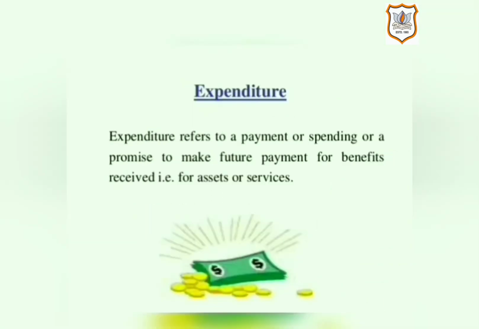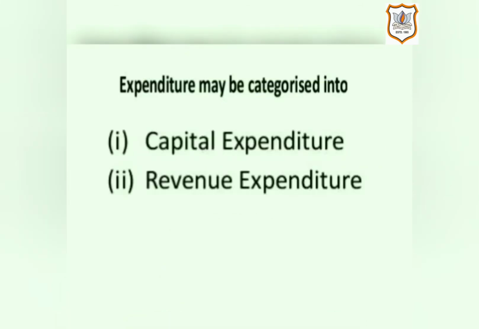Now the next term is expenditure. Expenditure refers to a payment or spending, or a promise to make future payment, for benefits received, that is, for assets or services. Expenditure may be categorized into two categories: capital expenditure and revenue expenditure.